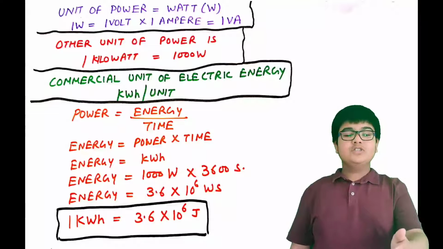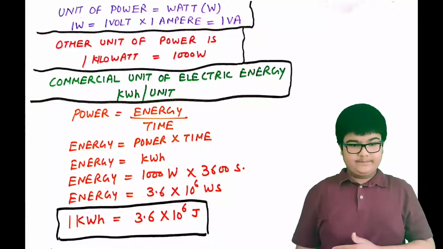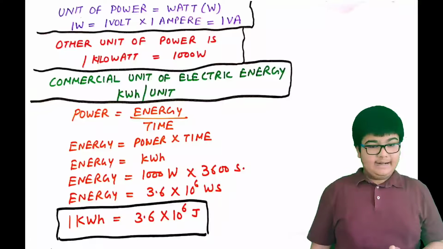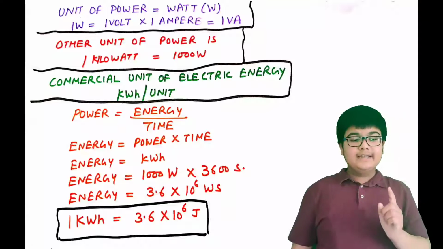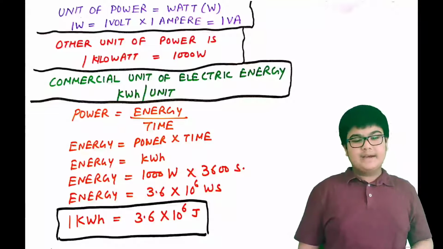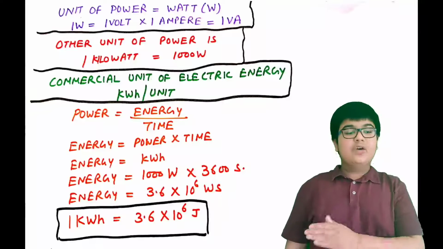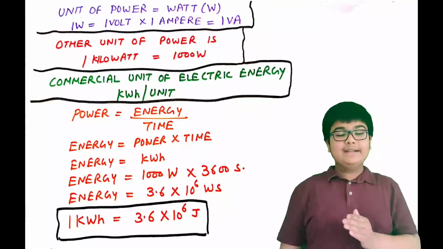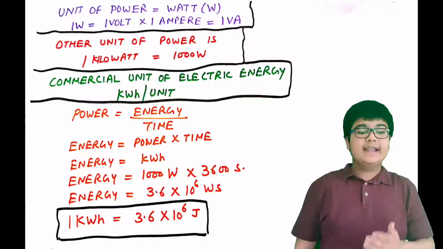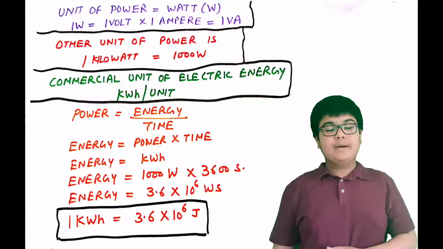From here, if we transpose time to the other side, we get the formula that energy is equal to power multiplied by time. Now if we take energy to be kilowatt hour, as we know that 1 kilowatt is 1000 watts and 1 hour is 3600 seconds, energy becomes 1000 watt multiplied by 3600 seconds, which is equal to 3.6 multiplied by 10 raised to power 6 watt second. So from here we get the value of 1 kilowatt hour as 3.6 into 10 raised to power 6 joules.